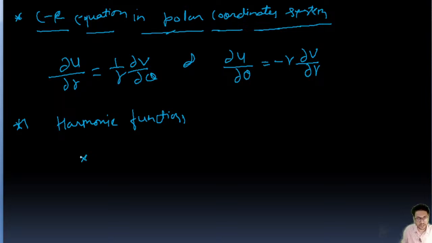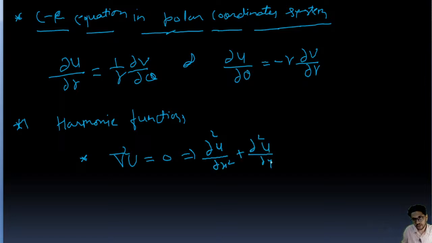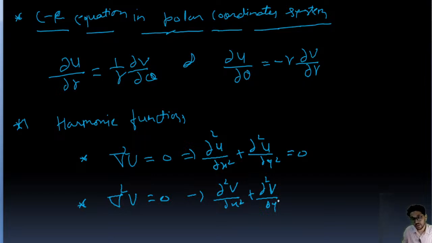Now harmonic functions are these ones, guys. Del square u, the Laplacian of u, where u is the real part of the complex number. Del square u equal to 0, that implies del square u upon del x square plus del square u upon del y square equal to 0. Similarly, del square v equal to 0, that implies del square v upon del x square plus del square v upon del y square equal to 0. So these are the harmonic functions, okay.